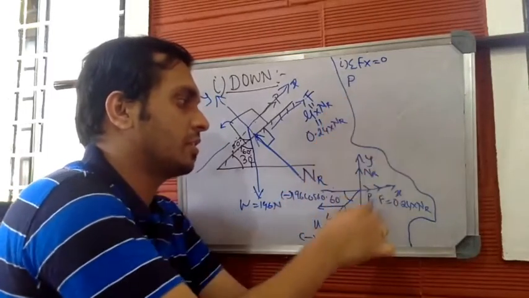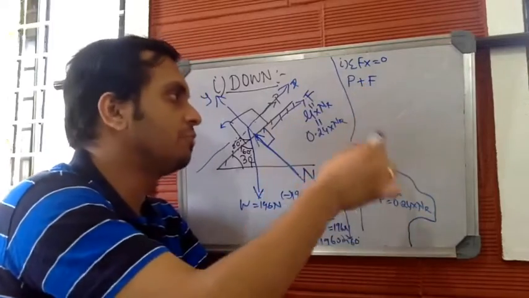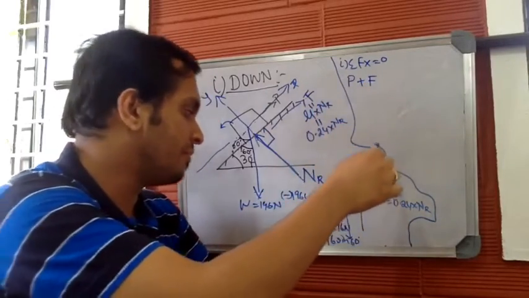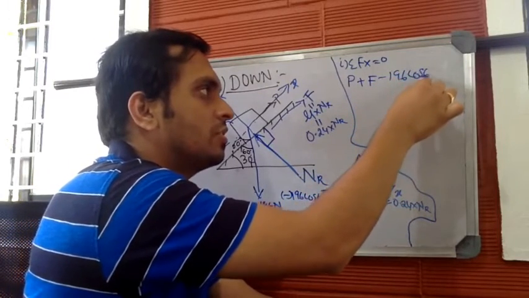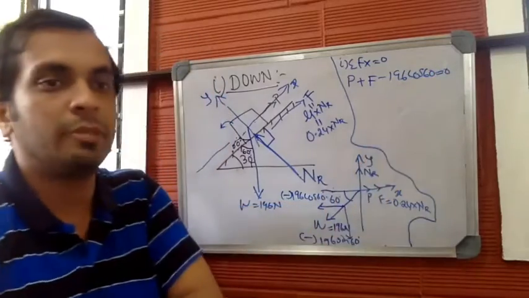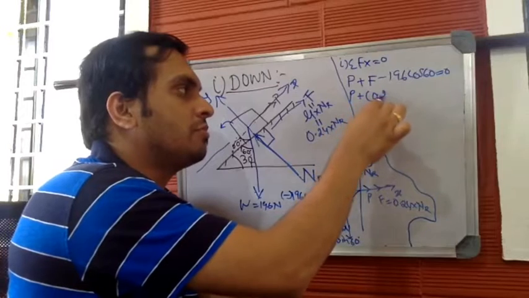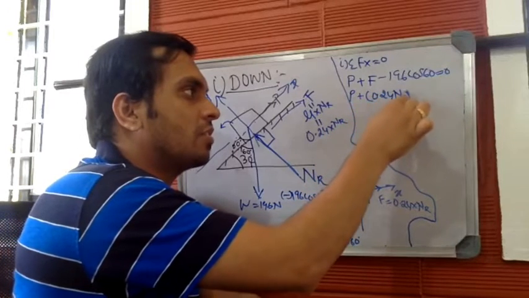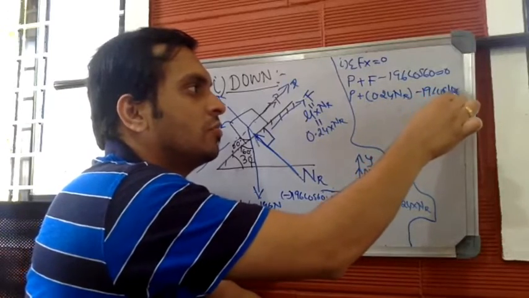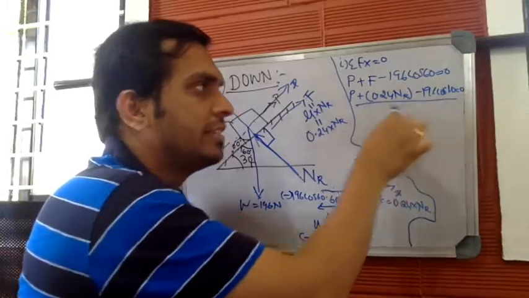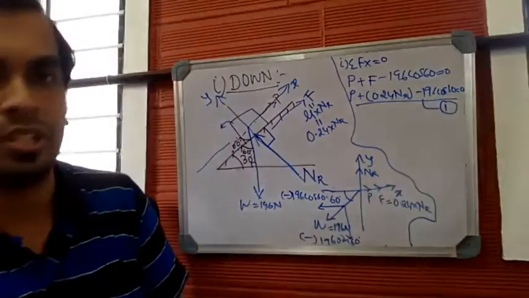P plus F, which can be written as 0.24 into NR. Let me write it in the next step. So P plus F minus 196 cos 60 is equal to 0. Let me simplify and write it down. So P plus F can be written as 0.24 into NR, normal reaction, minus 196 cos 60 is equal to 0. This cannot be solved because it has two unknowns. So let me consider this equation number 1.